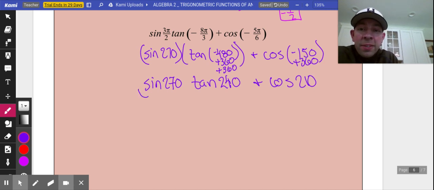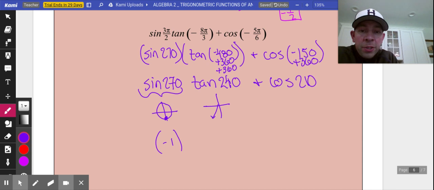Now, again, this first one's a quadrantal angle. So what you want to do here is visualize your unit circle and grab the y coordinate of 270, and that's going to be negative 1. For 240, we'll draw ourselves a nice little picture. Good news here is we're in the third quadrant, reference angle 60. So we'll do tangent of 60. Third quadrant means tangent's going to be positive.